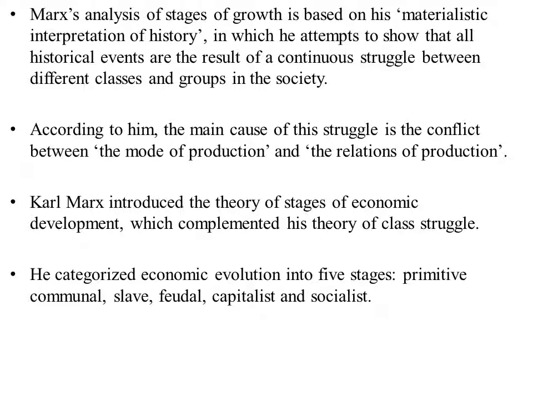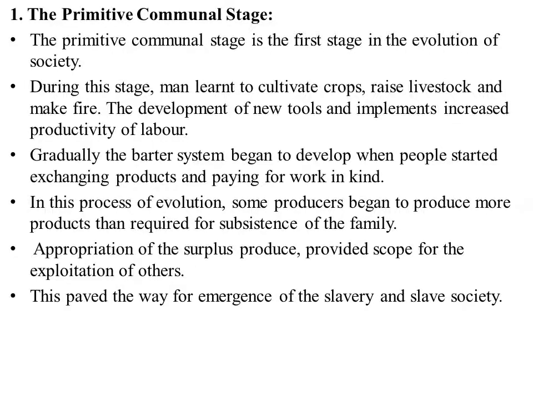He categorized economic evolution into 5 stages: primitive communalism, slavery, feudal system, capitalism, and socialist society. These are the main 5 stages of economic evolution by Karl Marx. First stage is the primitive communal stage. It's the first stage of evolution of society.